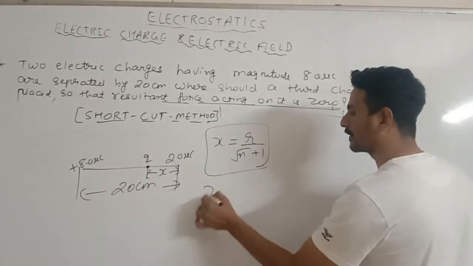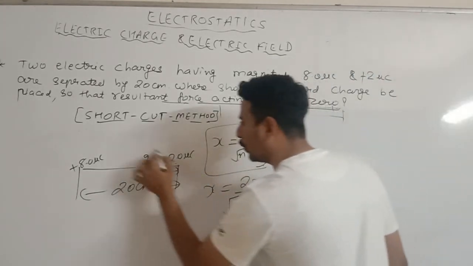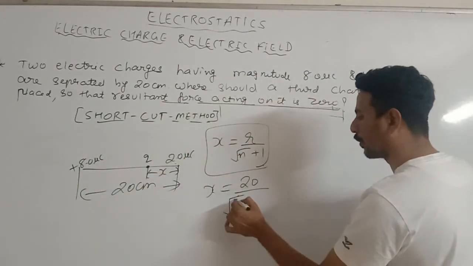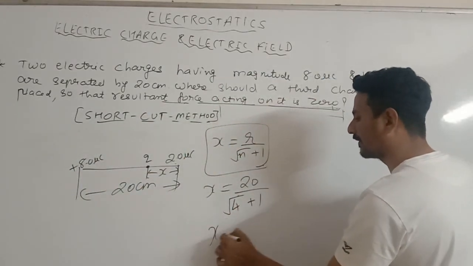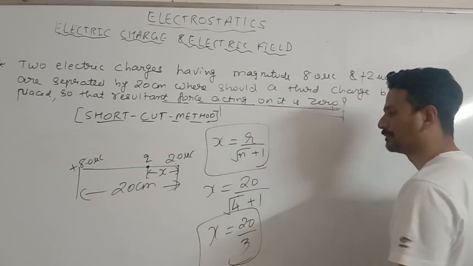So in this present sum, the answer will be 20 divided by root n plus 1. 2 into 4 is 8, so n is 4, root 4 plus 1. So x is equal to 20 divided by 3. Okay.